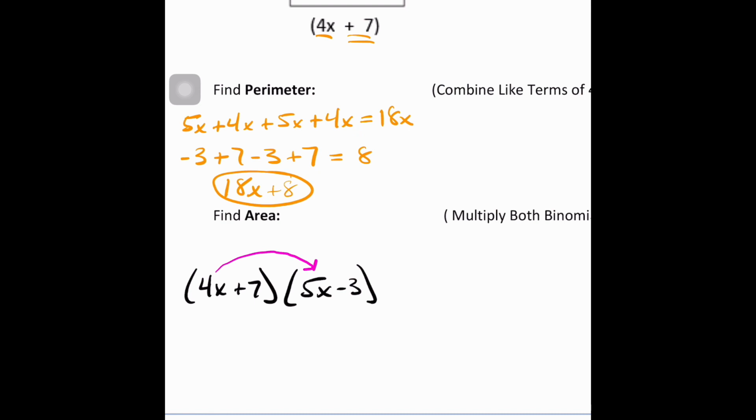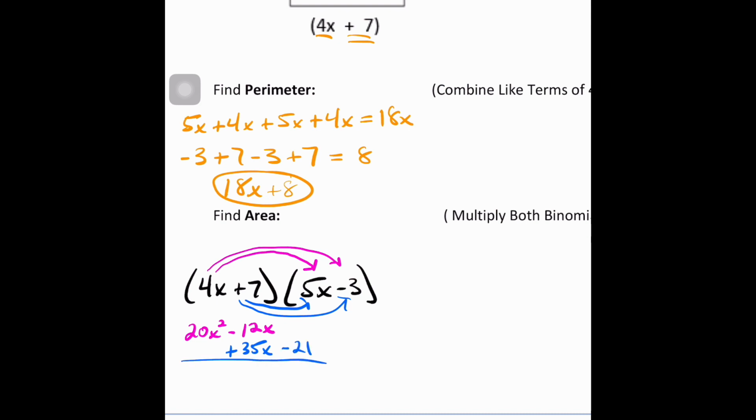So 4x times 5x gives you 20x squared. 4x times negative 3 is minus 12x. And then we'll do in blue, positive 7 times 5x is 35x. Now, you can just put it right below, or you could have put it off to the right. Doesn't matter, whatever works best for you. 7 times negative 3 is negative 21. We can't align that with anything.